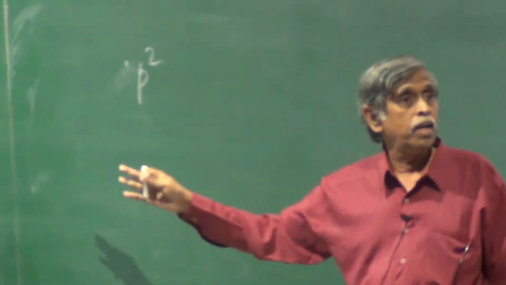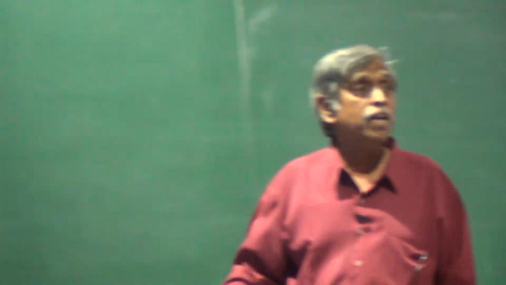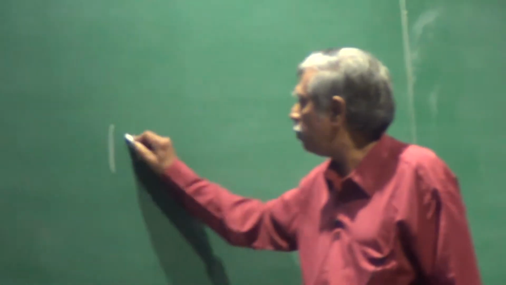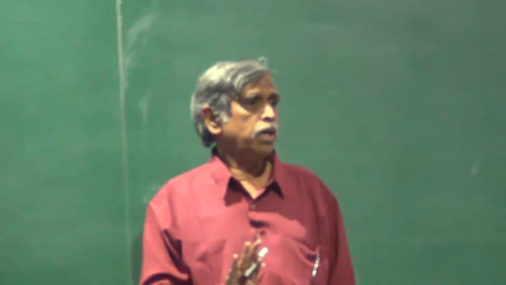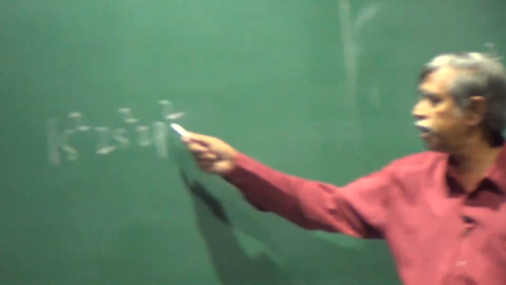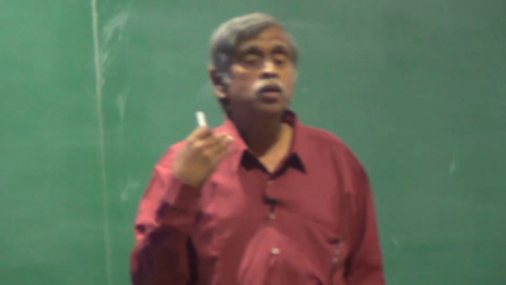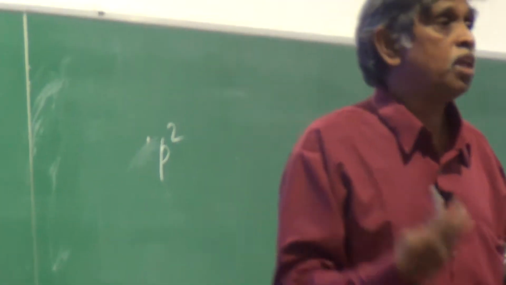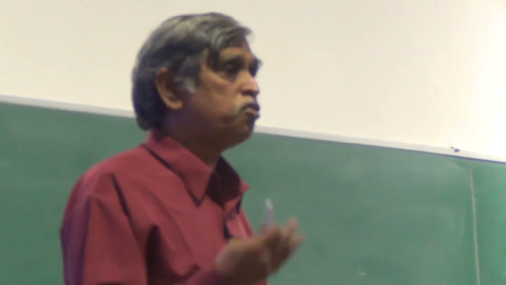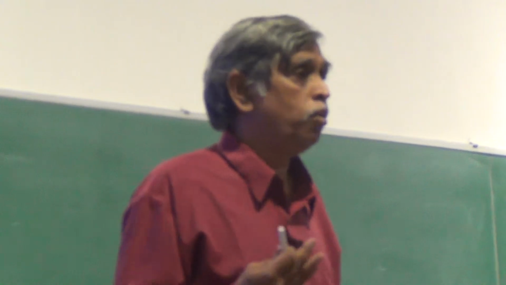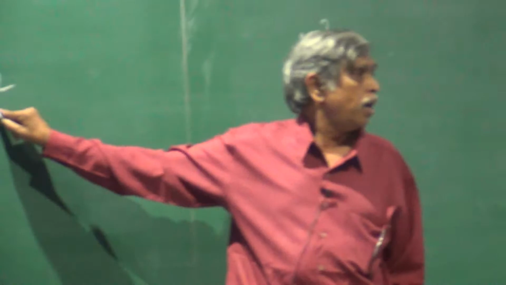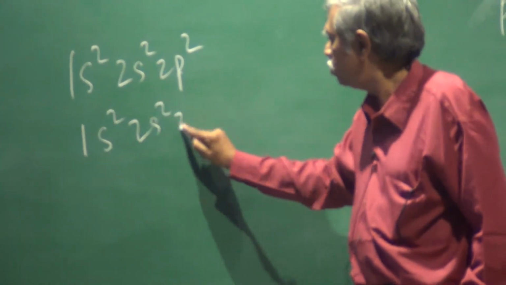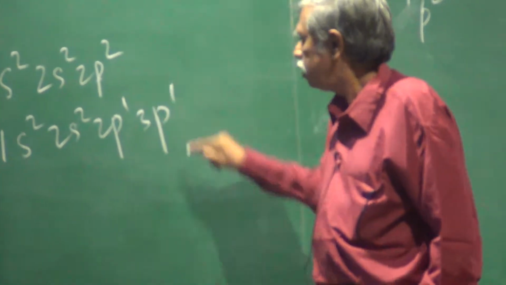Because if p2 is not equivalent, it's something like saying carbon 1s2, 2s2, 2p2. That's my electronic configuration for carbon. The two electrons are in the same orbital and therefore they are equivalent. If they are in the same orbital, n is the same, and therefore you have to worry about the Pauli exclusion principle. But supposing I take carbon and I promote this one electron and put it into a 3p orbital, then what happens is 1s2, 2s2, 2p1, 3p1.